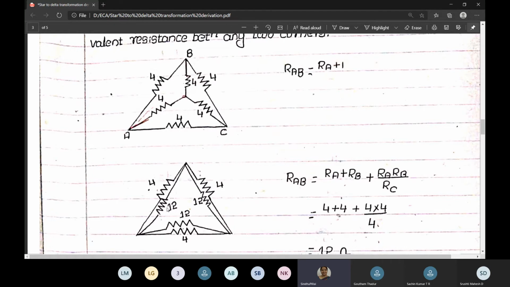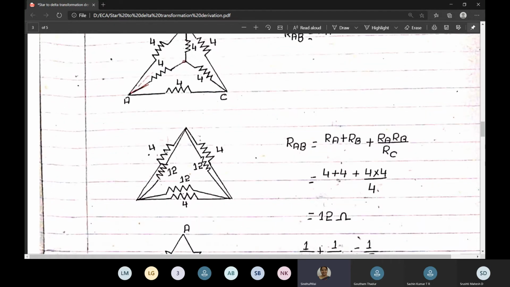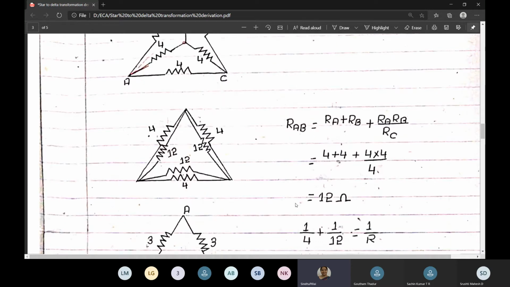So the branches will be 12, 12 and 12. And see how these two branches are, this 4 and 12, this 4 and 12, this 4 and 12, how they are? They are in parallel. They are splitting from one point and they are meeting at the other point. That means they are in parallel. Parallel means what? 4 into 12 divided by 4 plus 12.